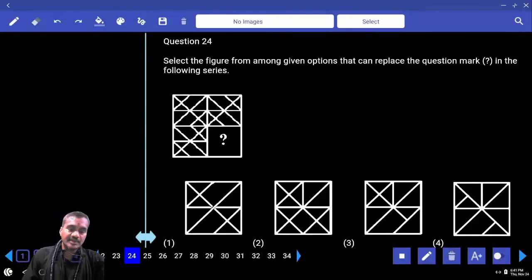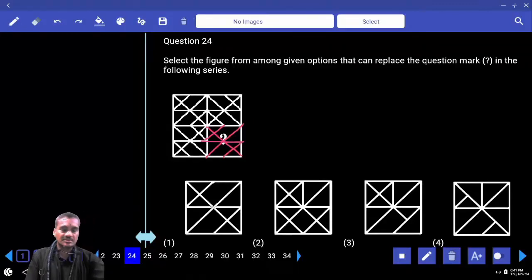Then next one, 24. Now we need to replace the figure here. First you try to fill the figure. Now all these lines should be arranged. So first these two lines should be added. Next these two lines should be added. Next, what is the next one we have? Next these two must be added. So what is your answer? Choice 1, question number 24.